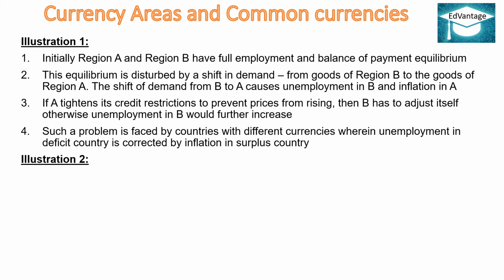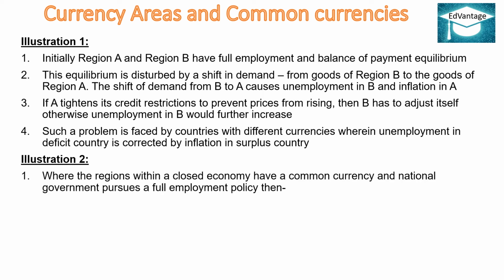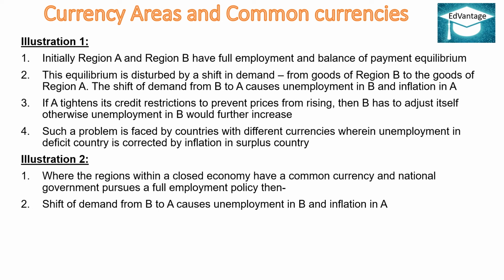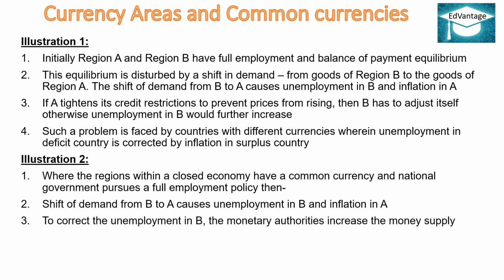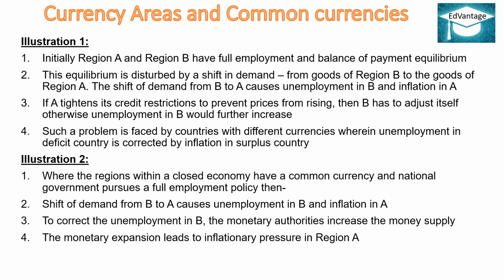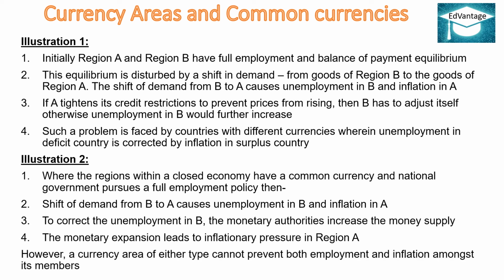Illustration 2. Where the regions within a closed economy have a common currency and national government pursues a full employment policy, then shift of demand from B to A causes unemployment in B and inflation in A. To correct the unemployment in B, the monetary authorities increase the money supply. The monetary expansion leads to inflationary pressure in Region A. However, a currency area of either type cannot prevent both unemployment and inflation amongst its members.